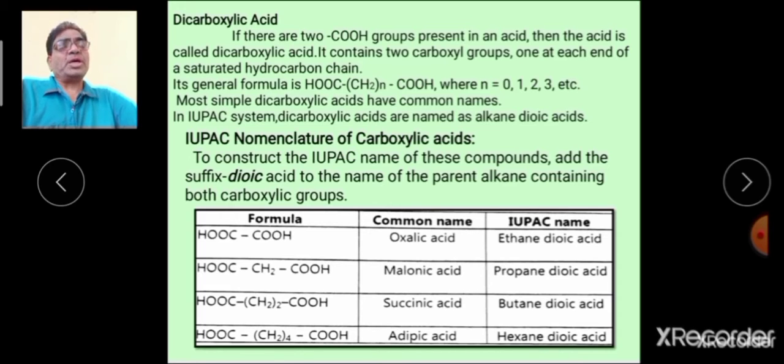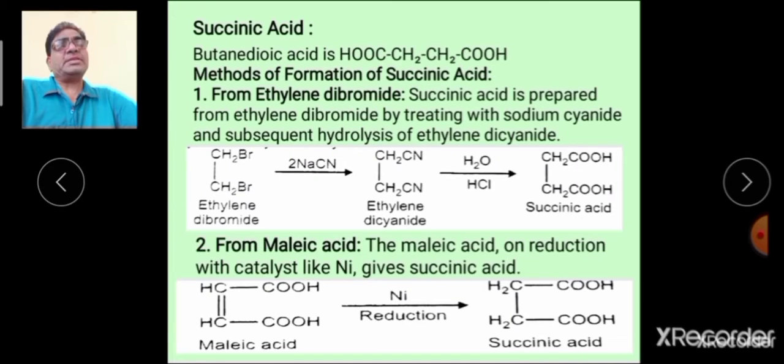Students, we are going to study succinic acid. This is butane dioic acid. The methods of formation: first, from ethylene dibromide, it is treated with sodium cyanide. This is ethylene dibromide treated with sodium cyanide, forming dicyanide compound, which on hydrolysis gives succinic acid.